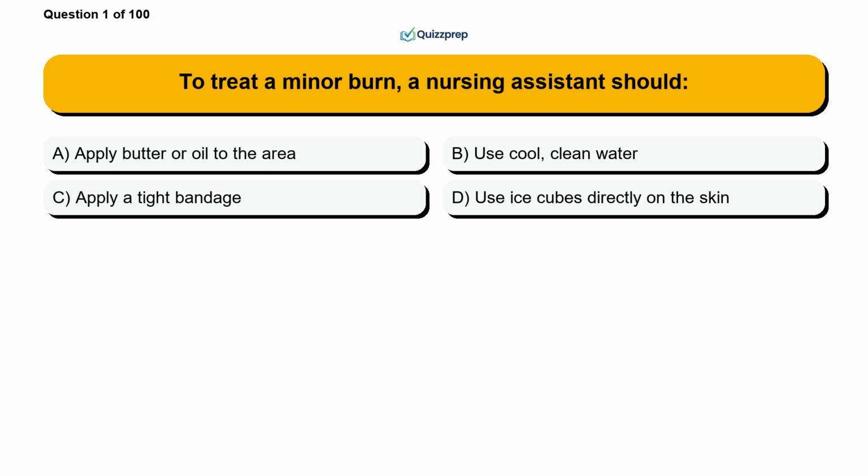Question 1. To treat a minor burn, a nursing assistant should: Option A, apply butter or oil to the area. Option B, use cool, clean water. Option C, apply a tight bandage. Option D, use ice cubes directly on the skin.